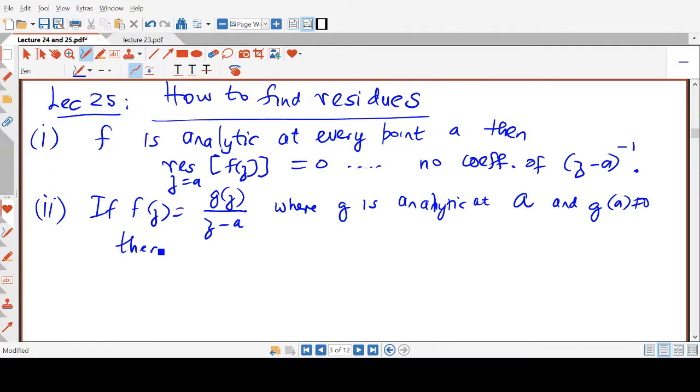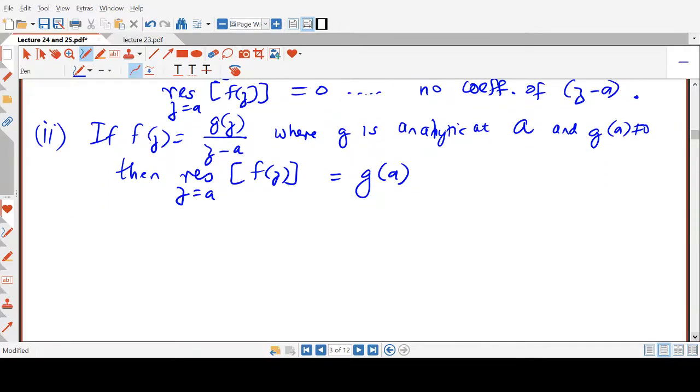Then the residue of f of z at z equals A is simply g of A. You just plug it in the numerator and it's over. Okay, you guys are wanting a proof now. I wish you didn't ask me this, but since you insist, quick proof.